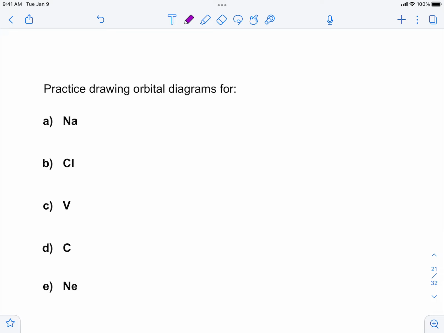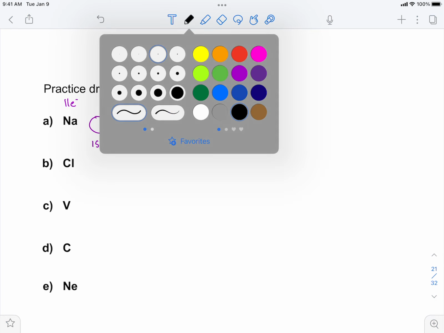Sodium. Sodium has 11 electrons. All right, so 1s2, and as I do this, I'm going to draw circles above. 1s2. 2s2. 2p6. 3s1. Okay, so let's go ahead and fill them in.